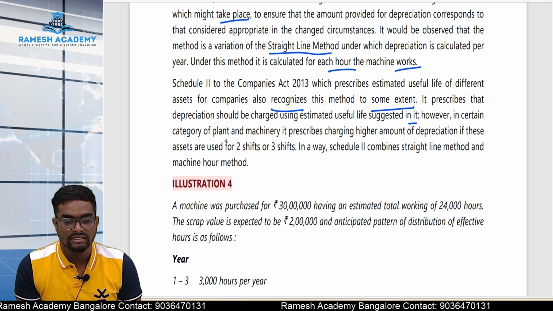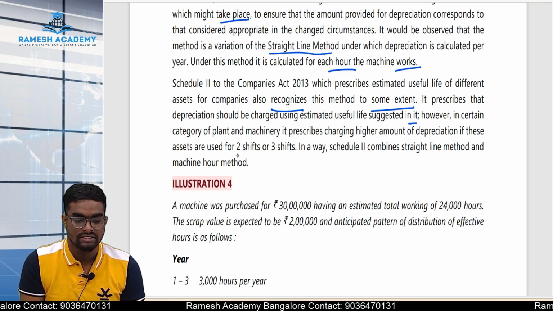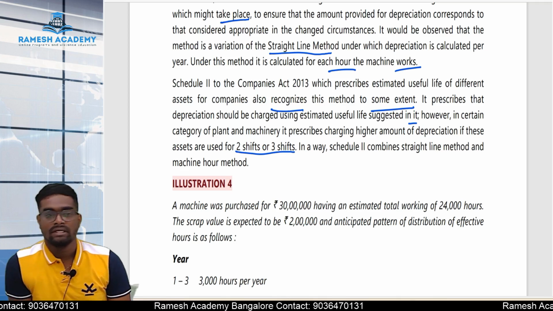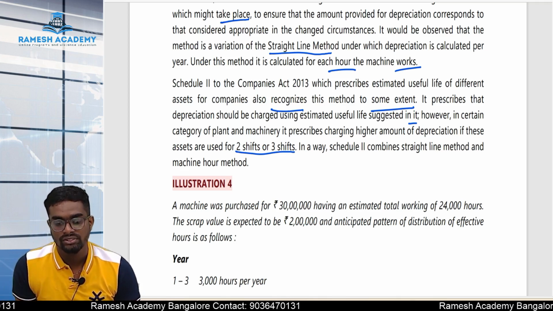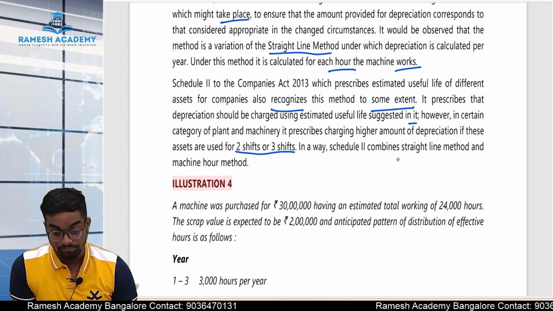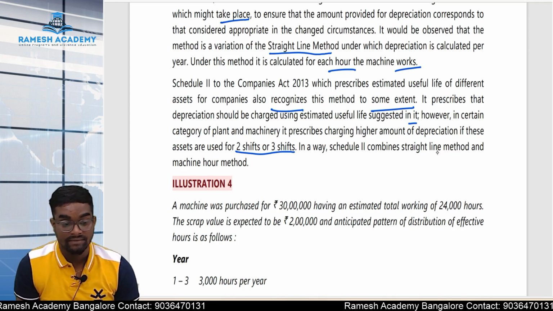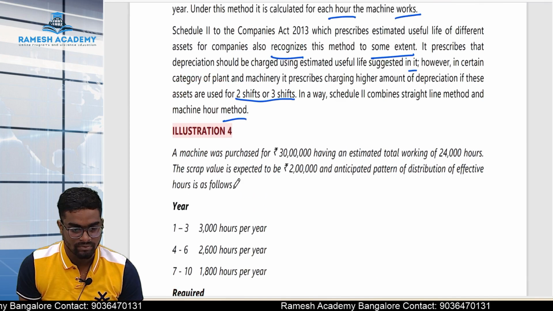However, in certain categories of plant and machinery, it prescribes charging a higher amount of depreciation if these assets are used for 2 or 3 shifts. So obviously, if it is working for 2 or 3 shifts, it is using more time. Obviously, we have to debit extra. In this way, Schedule 2 combines the straight line method and machine hour method. Okay. So based on that, we have the problem.